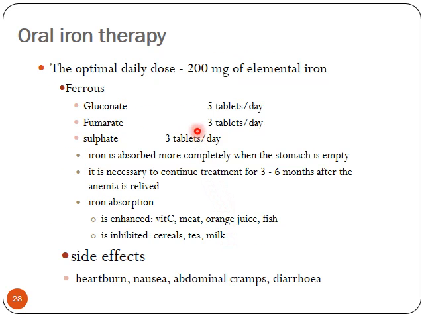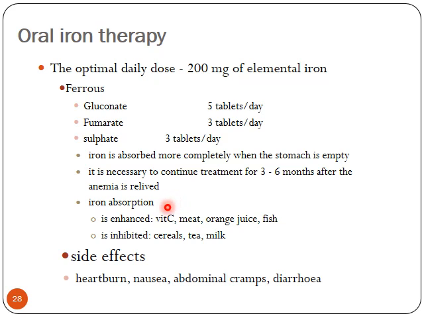So, iron therapy, the optimal dose is 200 mg of elemental iron. We have ferrous gluconate, fumarate, or sulfate. Iron is absorbed more completely when the stomach is empty. It's necessary for the treatment to continue for 3 to 6 months after the anemia is relieved.